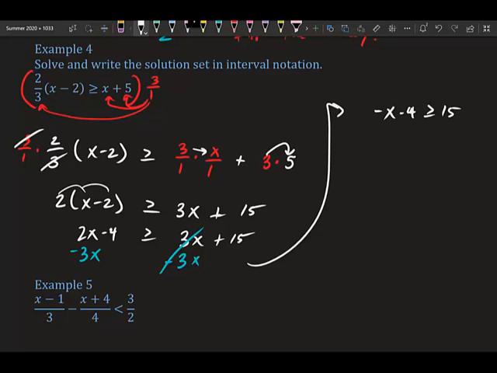I want you to go ahead and pause it and solve the rest for yourself. Be careful of the negative. All right, hopefully you paused it. I really want you to pause it when I ask. You gotta try. It's okay if you get it wrong.